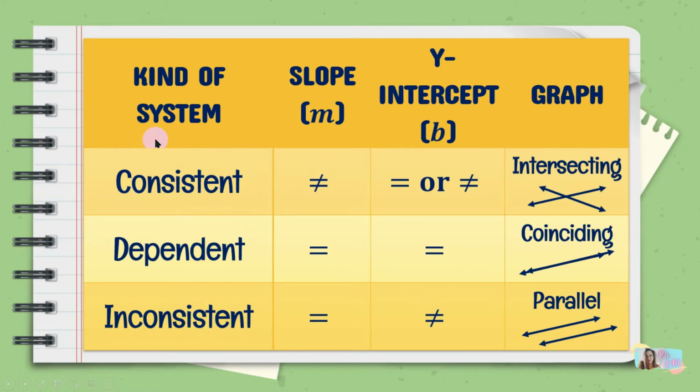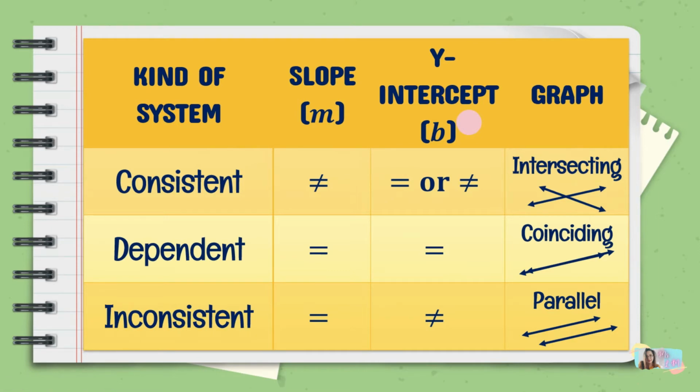Here in our first kind, which is consistent system of linear equations, masasabi natin na consistent yung system kapag ang slope ng dalawang linear equation ay not equal and ang y-intercept ng dalawang linear equation ay possible na equal or not equal. So, kapag pinag-compare natin yun at nakita natin itong symbols na ito, siya ay consistent system of linear equations. And also, yung graph po nito, we are expecting na meron tayong intersecting lines or lines that have a point of intersection.